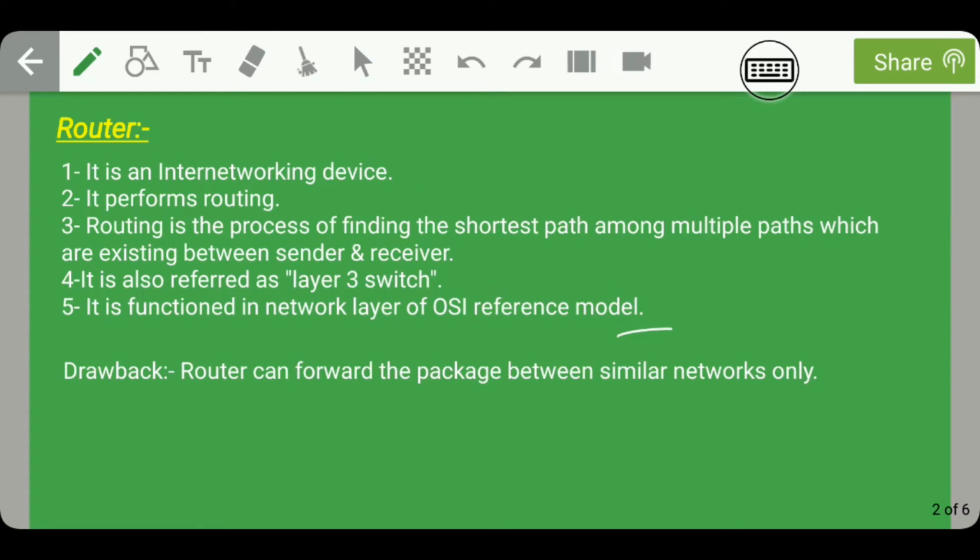Guys, one of the most important drawbacks of router is that it can forward the packets between similar networks only. For example, we have two networks. One network working using TCP protocol, that is the sender network, and the other network is working using HTTP protocol, which can be termed as the destination network. So this router can't forward packets between these two networks because these are two different types of networks.